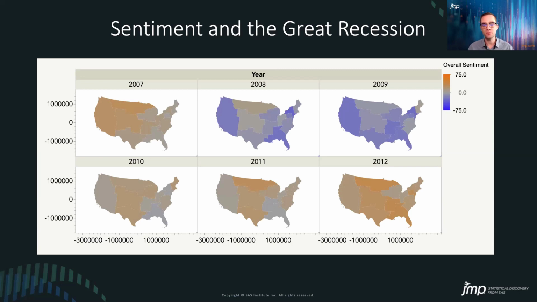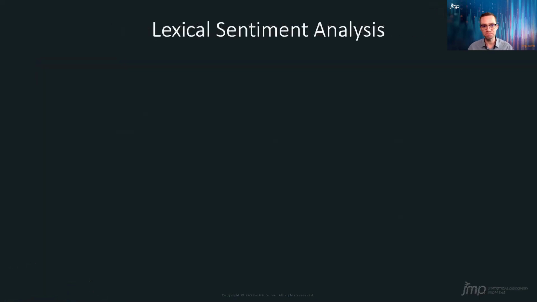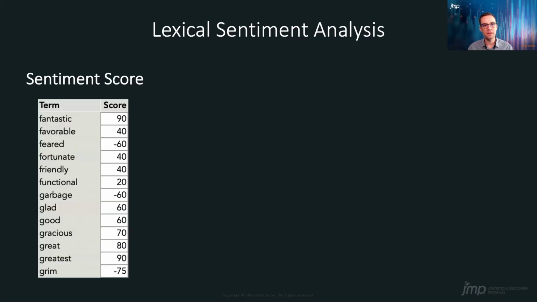So with that said, I realize we've been looking at sentiment scores for the past few minutes here, and it really begs the question about where they come from. JMP uses a form of sentiment analysis called lexical sentiment analysis. It uses a sentiment lexicon, or sentiment dictionary, to assign scores to all the individual words that we believe carry some sentiment. So a word like fantastic might get a score of 90, which is highly positive. It's almost the max of positive 100. Whereas, a couple down, feared gets a score of -60.